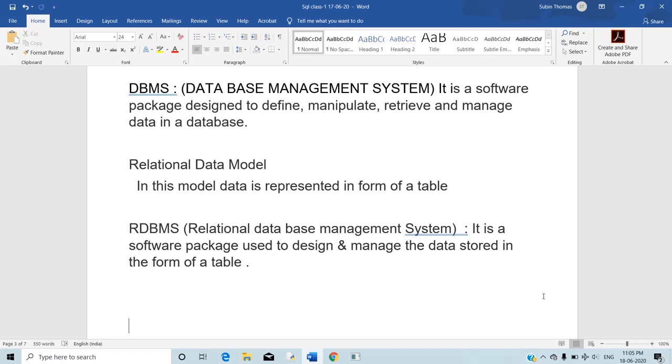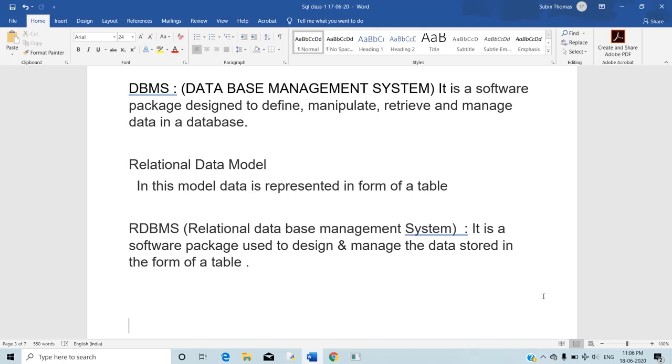Next thing, RDBMS. RDBMS means Relational Database Management System. Now you know what is DBMS. DBMS means it's a software which is used to manage the data which is stored in a database. Now RDBMS means it is a software package which is used to store and manage the data which is stored in the form of a table.